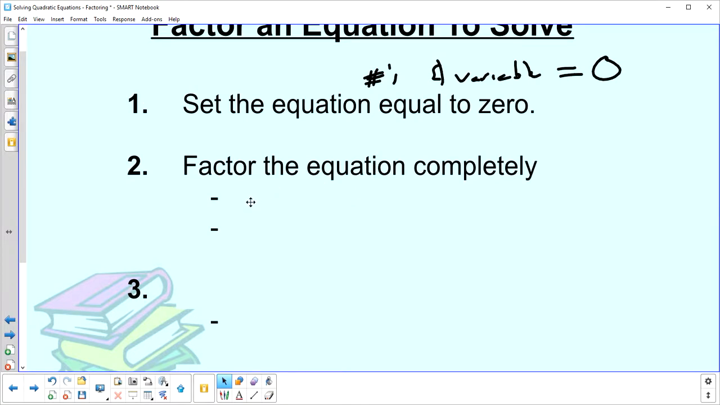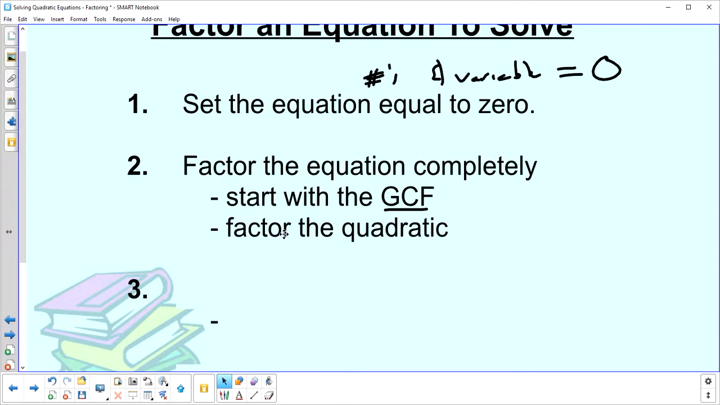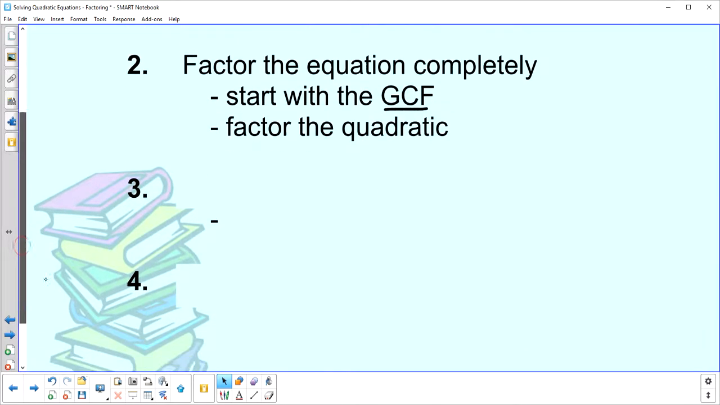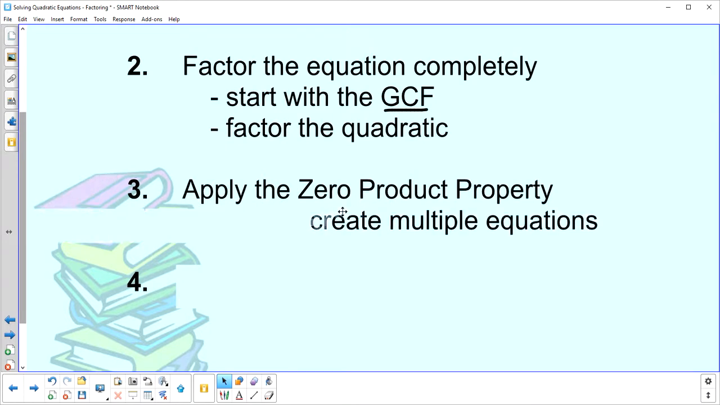Now, the first thing that we have not really done much of yet, but you really need to pay attention, is that we're always going to start by seeing, is there a greatest common factor? So if there's 3 terms, do they all have a greatest common factor? If there's 2 terms, however many there are, always look for your greatest common factor first. And then if it's a trinomial, you're going to look to factor the quadratic. After that is when we apply this new piece. It's going to be called the zero product property, and that should create multiple equations.